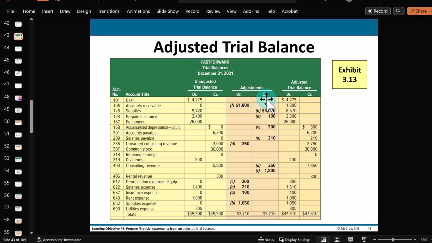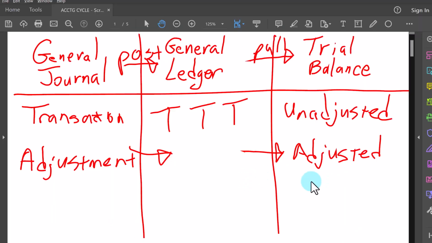So let's go back to our adjusted trial balance. Now, with this adjusted trial balance, you can prepare those financial statements we saw in past chapters, like the income statement, the statement of retained earnings, the balance sheet, and the cash flow statement.